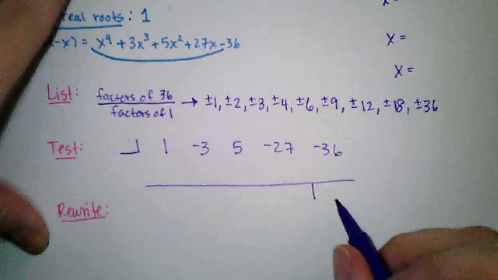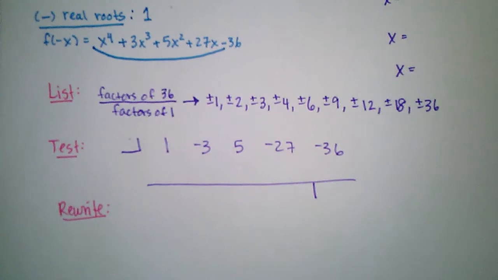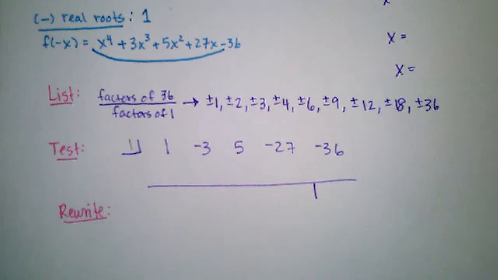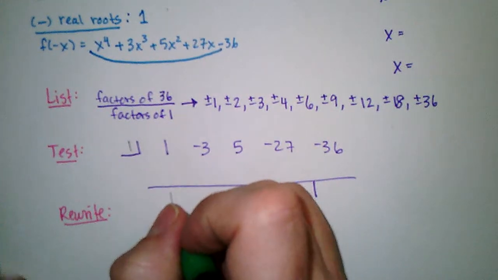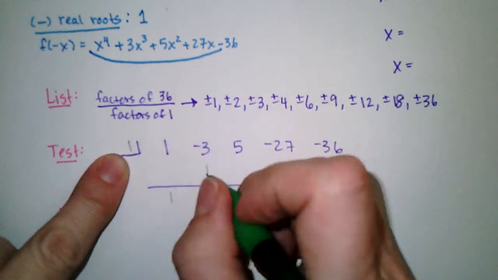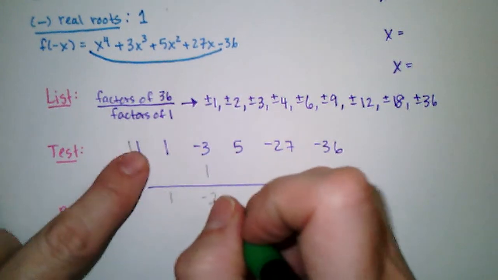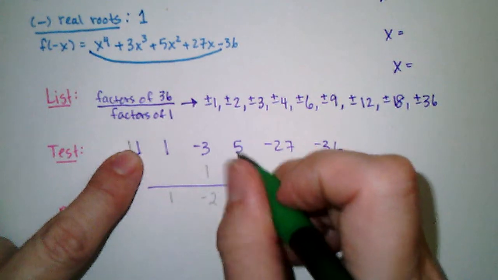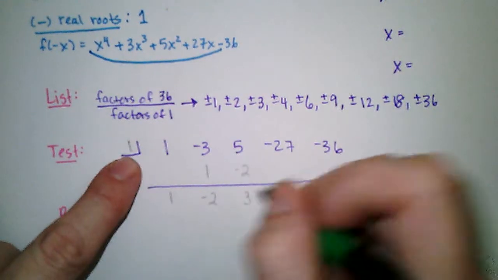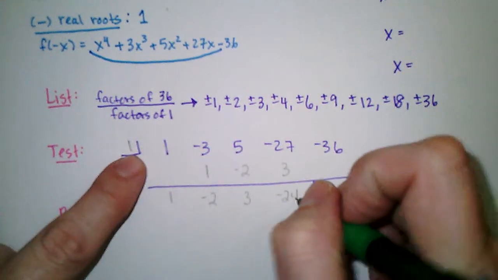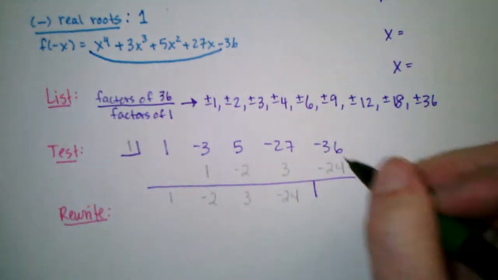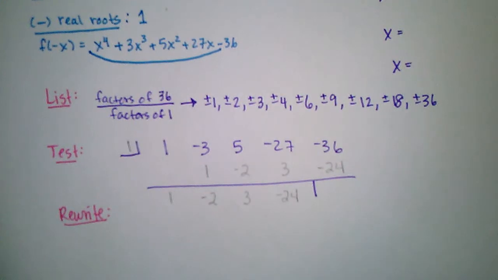And remember, we're trying to choose one that gives us a remainder of 0. So I'm going to start with 1. That worked for me last time. We'll see if it's lucky again. This first number drops down. 1 times 1 is 1. Add these numbers, negative 2. Negative 2 times 1, negative 2. Add these numbers, 3. 3 times 1, 3. Add these numbers, negative 24. Negative 24 times 1 is negative 24. I can tell that's not going to add up to 0, so I'll choose another number.